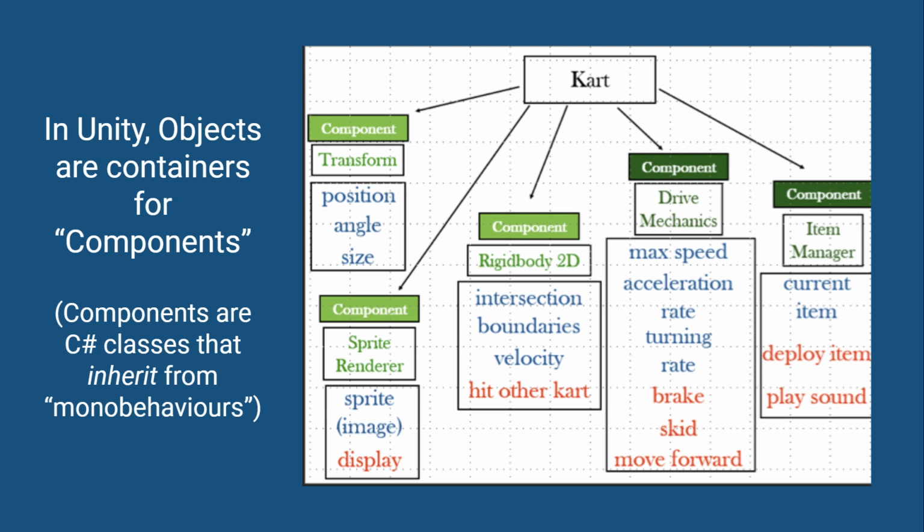And some other ones with components like a rigid body 2D, which takes care of a lot of the physics. Right, the intersections, the boundaries, the velocities, what happens when it hits another kart, perhaps, or maybe it works in conjunction with other components like colliders, in addition to rigid body 2Ds, and they can cooperate and work together as well.